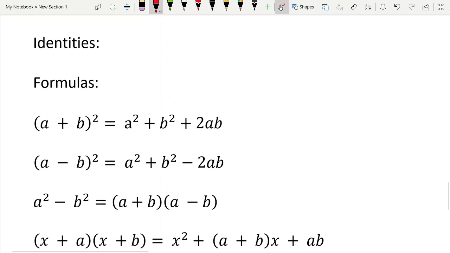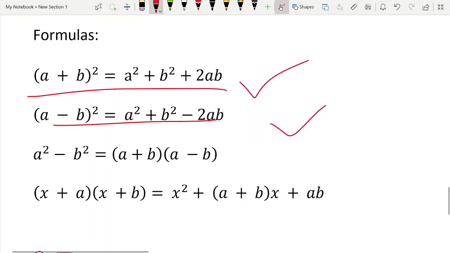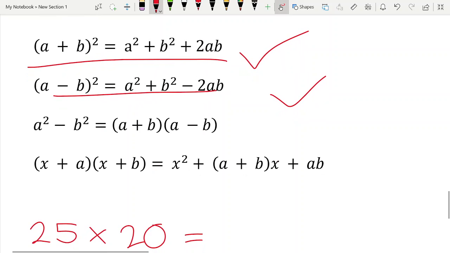There are 3 formulas that we are used to. A plus b whole square, which is a square plus b square plus 2ab, which is very easy, we use it all the time. But a minus b whole square is going to be a square plus b square minus 2ab. So that's our identity right there. Then we've got another identity, which is a square minus b square is equal to a plus b in brackets, and then we've got a minus b in brackets. So that's our 3 identities that we always use.